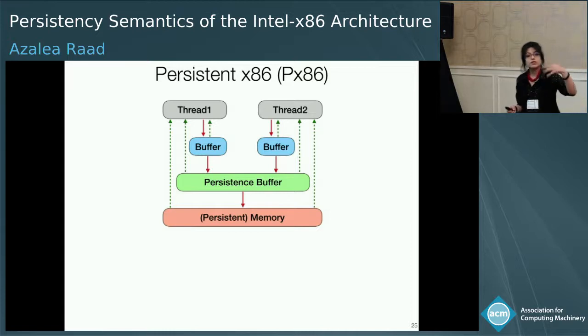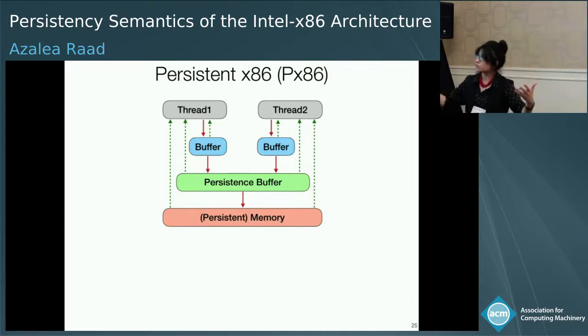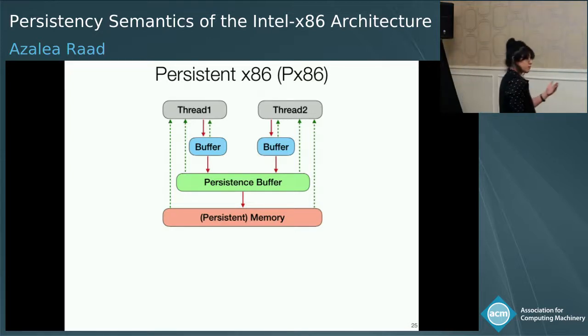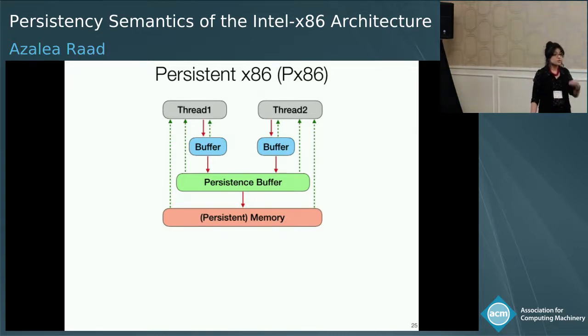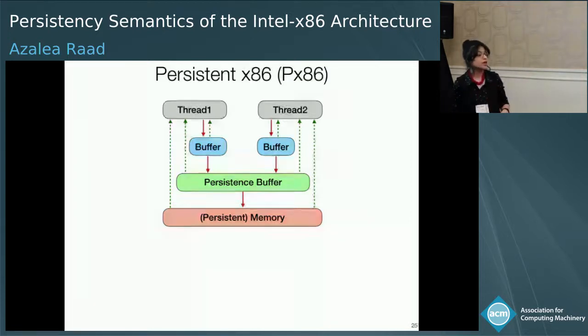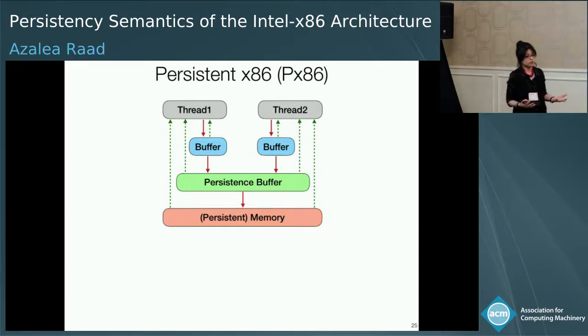Now, that write will eventually be propagated. It will be unbuffered from the thread local buffer, and it will be added to the persistence buffer. At this point, the write becomes visible to other threads, so you can say that it has reached its coherence point, but it's not yet persistent. It's still volatile because it's in the persistence buffer. Now, eventually, the write will be unbuffered from the persistence buffer, and it will reach the non-volatile memory, and at that point, it remains visible to other threads, but it's also persistent.